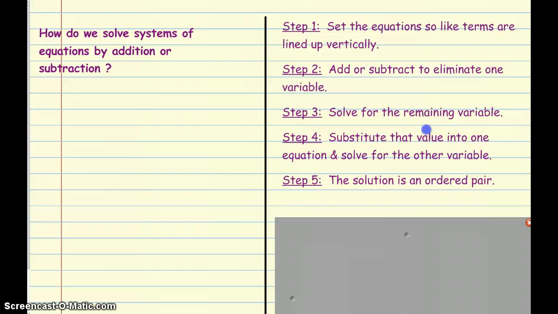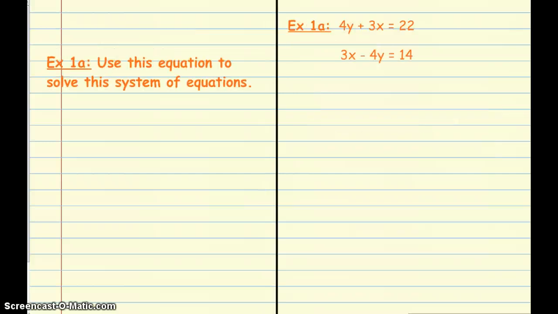So let's take a look at some examples. The first one here, example 1a, we have 4y plus 3x equals 22, and we have 3x minus 4y equals 14. And so we're going to use these equations to solve the systems by addition or subtraction.